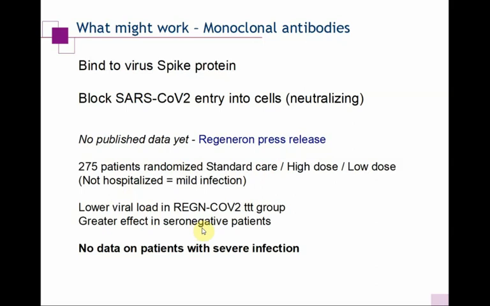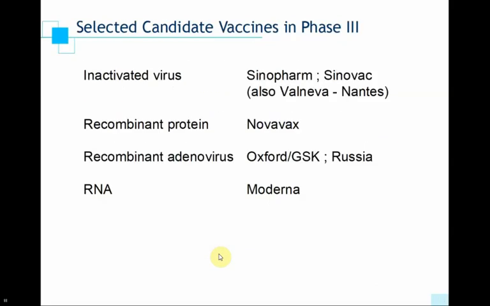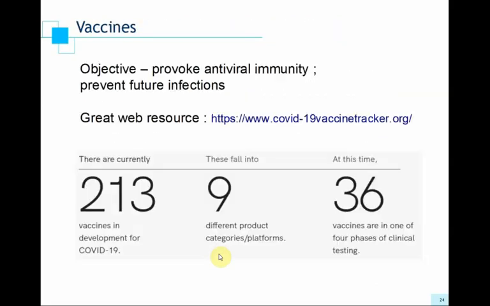Greater effect in seronegative patients. So if you're generating your own antibodies, adding some extra antibodies is not going to help very much. That's the message here. And this is the big thing: nobody knows if it will actually work on people who are seriously ill. Okay, so vaccines. Now we just have 8 minutes.